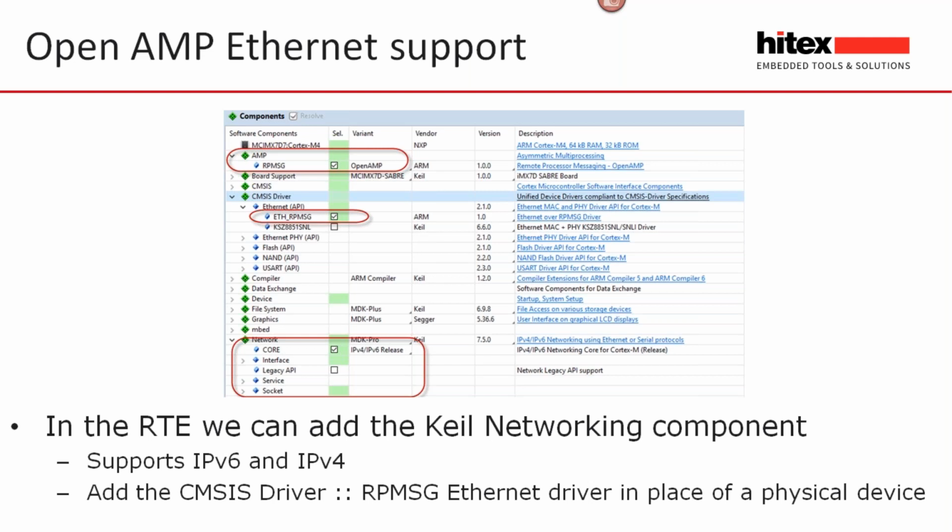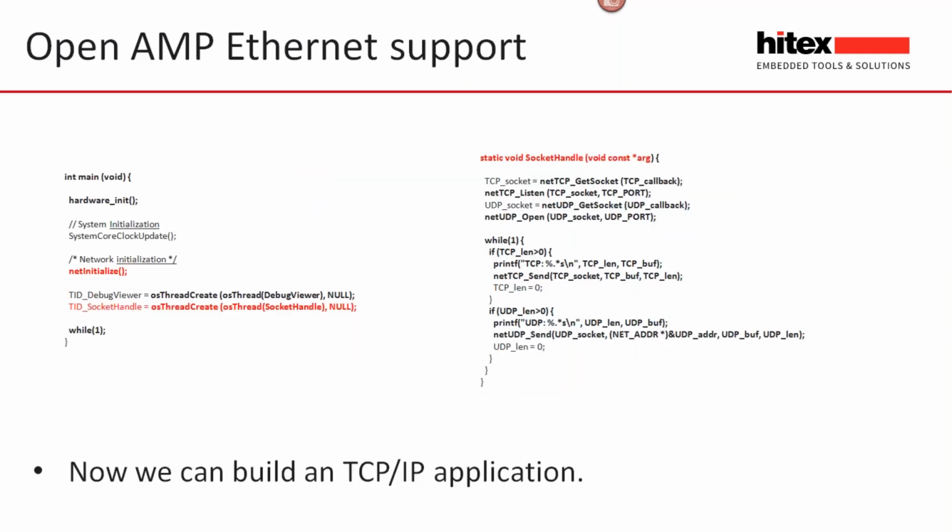So once we've configured this, we can start to use the TCP/IP stack the same way we would on a small microcontroller. Here we can call net initialize, the standard call to set up the stack, and then we can create a thread, and inside here we can create TCP and UDP sockets and send and receive data. So again, this is very much like using a small micro.